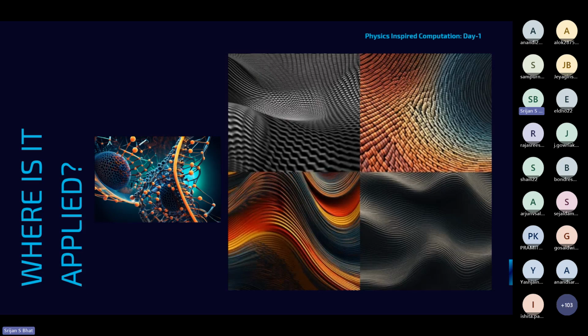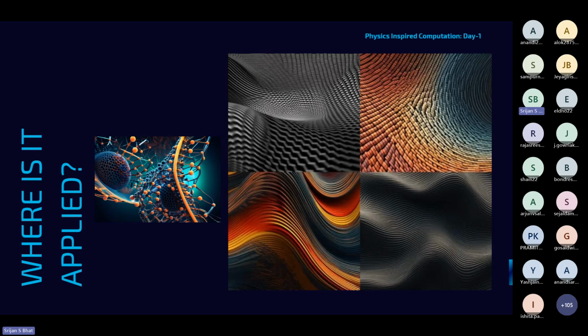So basically, I'll be covering a particular set of algorithms called optimization problems. So I'll be mostly dealing with optimization of various stuff. Optimization problems are everywhere. Even machine learning is an optimization problem.